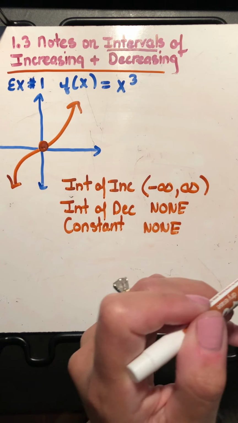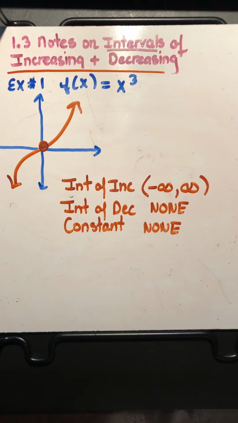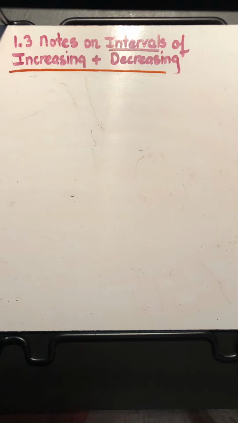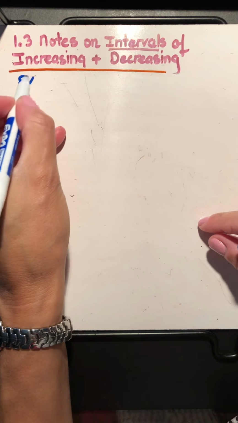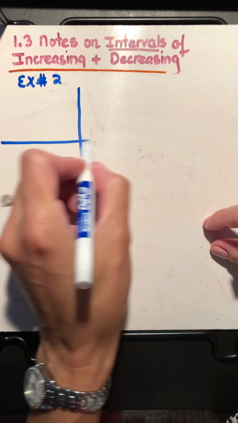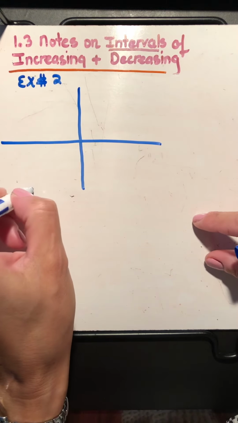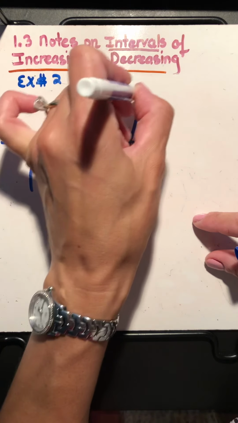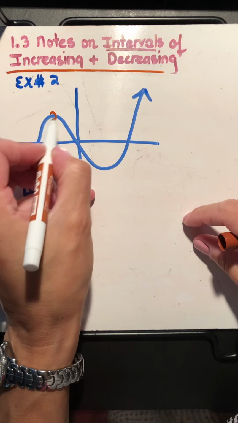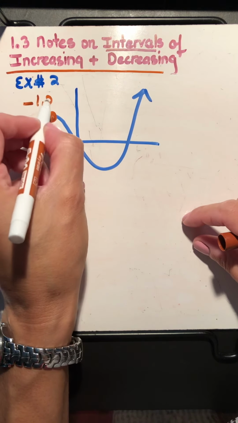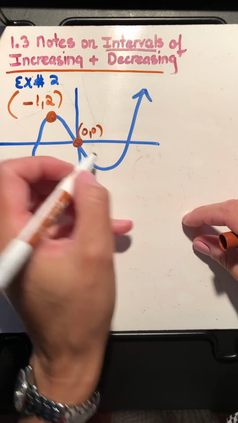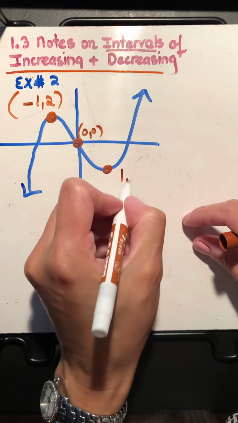Okay, let's take another example. Let's make this one a little more interesting. We'll still do a cubic function, but we'll have some terms in it just to make it more fun. So example 2 looks like this. This is not to scale, but you get the idea. I have a couple points that I'm going to label. This is going to be the point negative 1, 2. This is my y-intercept of 0, 0. And this is the point 1, negative 2.